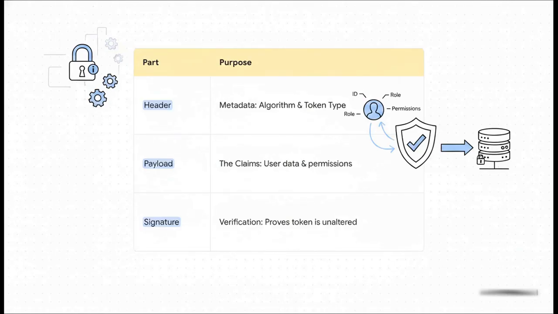So let's break down what each part does. The header is basically the metadata. It tells the server, hey, I'm a JWT, and here's the algorithm that was used to sign me. Then you have the payload. This is the good stuff. This is where the actual user data lives. It contains what we call claims, which are just statements about the user, like their ID, their role, maybe their permissions. And finally, the signature. This is the security guard. It's a cryptographic proof that the header and payload haven't been messed with, and that it was actually your server that created it in the first place.